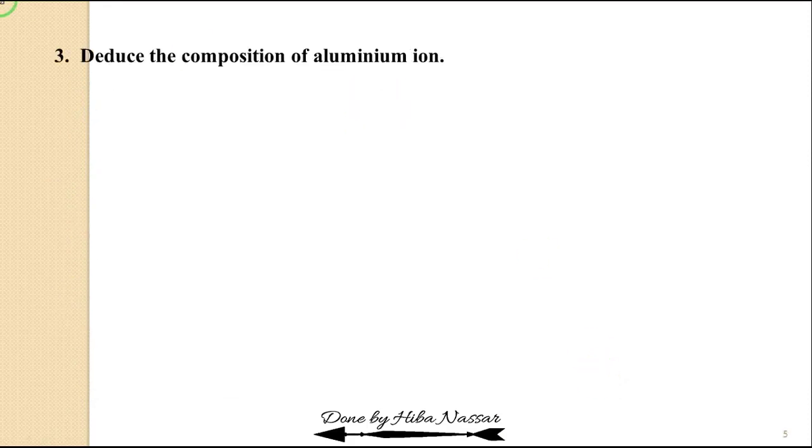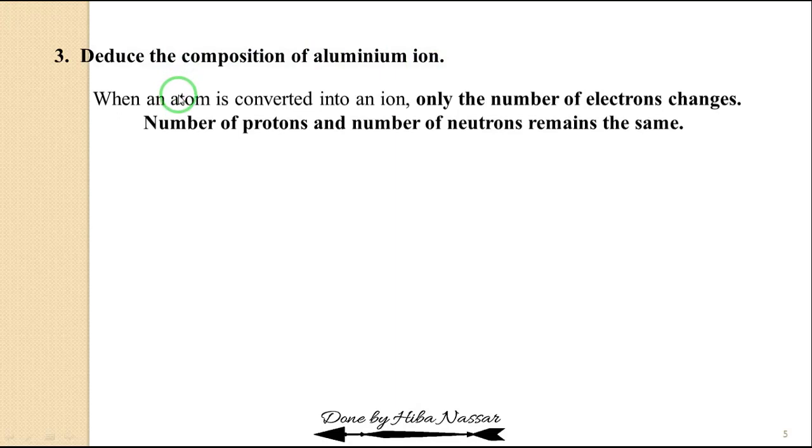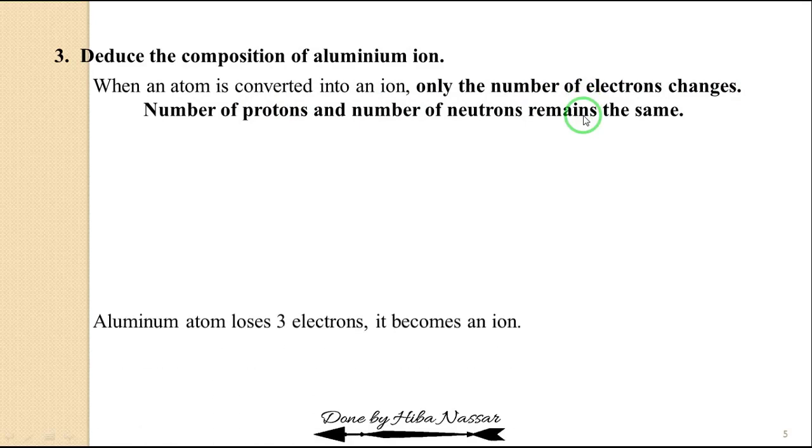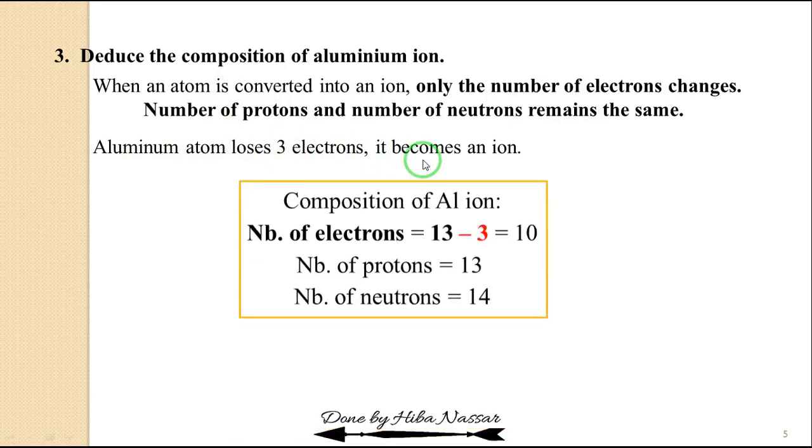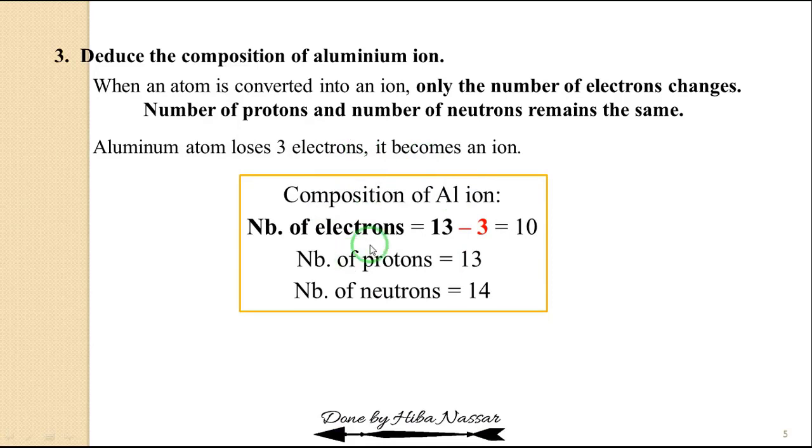Now question number 3. Deduce the composition of aluminium ion. When an atom is converted into an ion, you have to know that only the number of electrons changes. Number of protons and the number of neutrons remain the same. Here in this case, aluminium atom loses 3 electrons, it becomes an ion. So the composition of aluminium ion will be number of electrons.